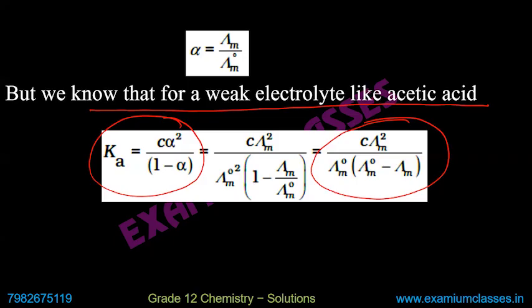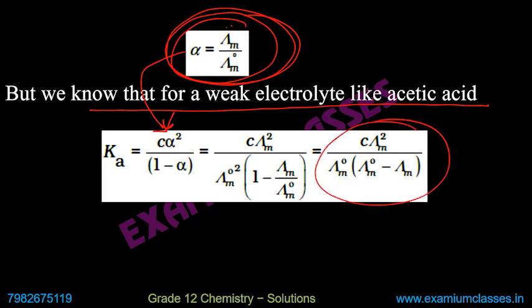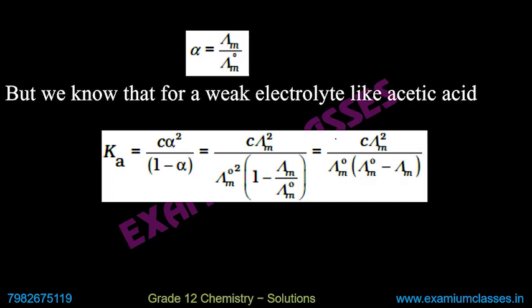Now there are two ways. Few students find it useful to first get the value of alpha. If lambda m and lambda m naught are given, then students find it useful to find the value of alpha from here and substitute that value of alpha here instead of using this formula. So it's up to you. And most of the teachers follow this approach. They first find the value of alpha and substitute the value of alpha here instead of using the formula directly.